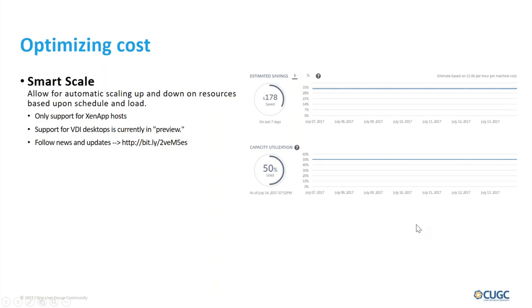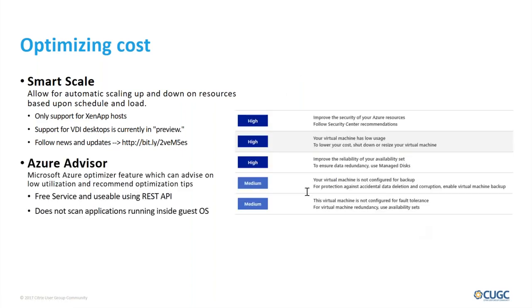So next is Azure Advisor. This analyzes your resource configuration that you have defined within your Azure subscription, and it analyzes based on cost effectiveness and high availability. As it says up there, it's free, and you can use it using a REST API.